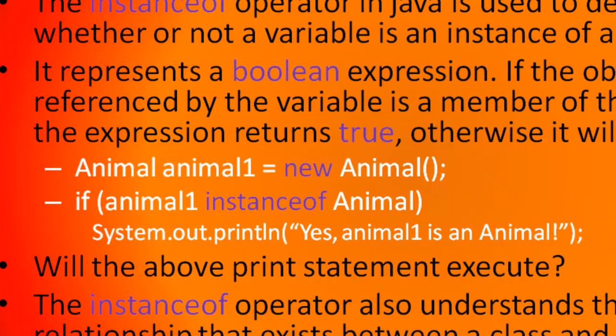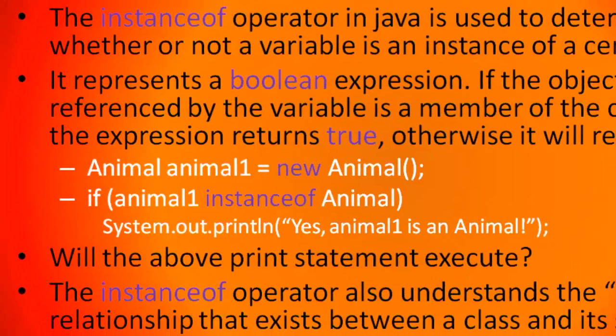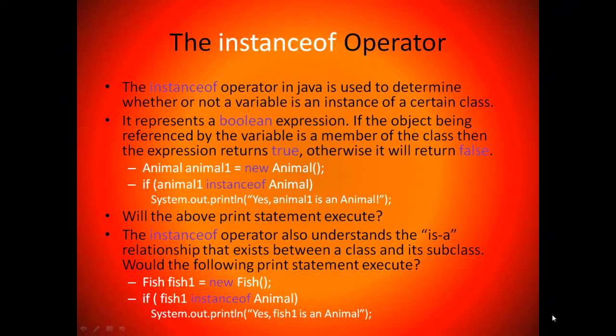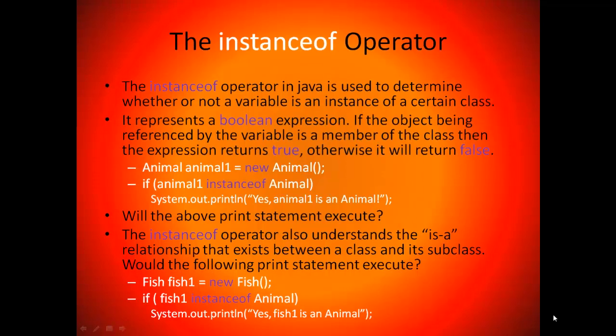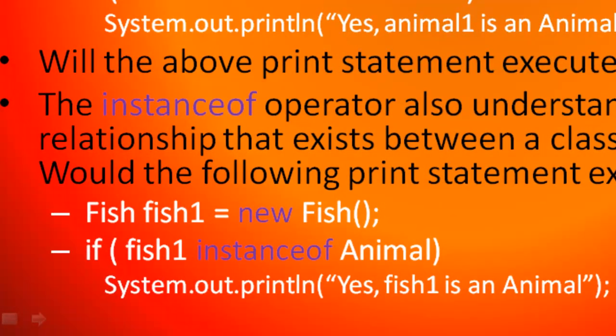In this first example, we have an Animal variable pointing to an Animal object. The print statement will execute because animal1 is an object of the Animal class. The instanceof operator also understands the is-a relationship that exists between a class and its subclass. In the second example, we assign a Fish object to a Fish variable. The following print statement will also execute because Fish is a subclass of Animal.